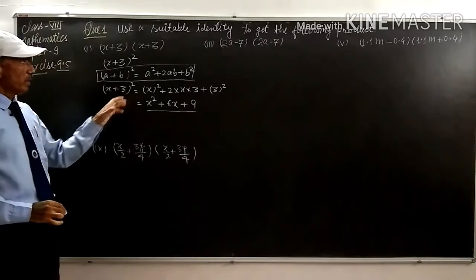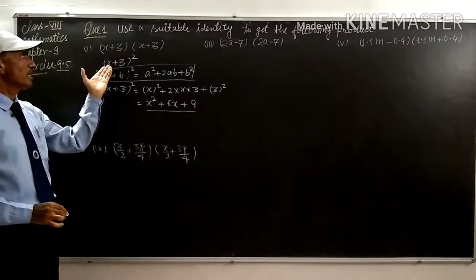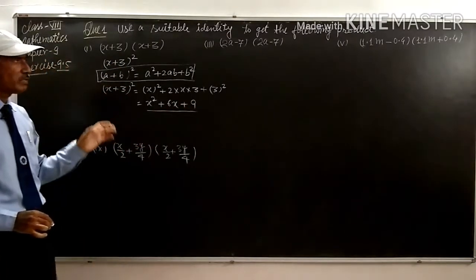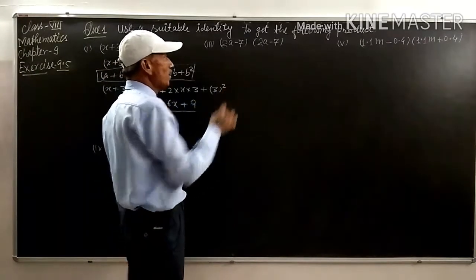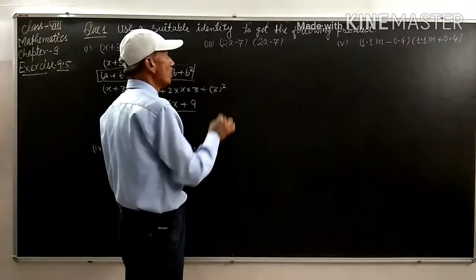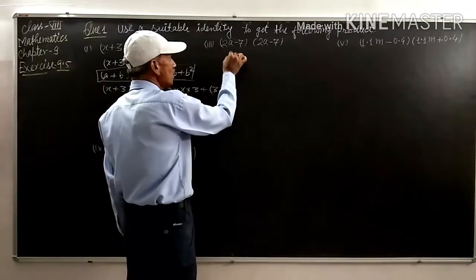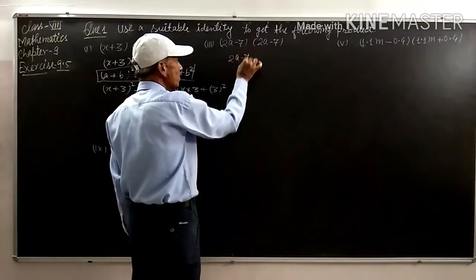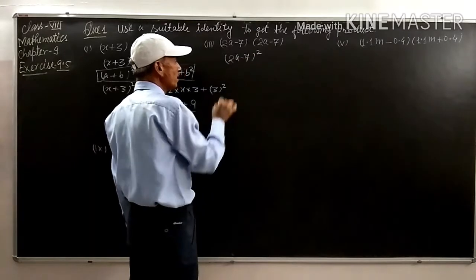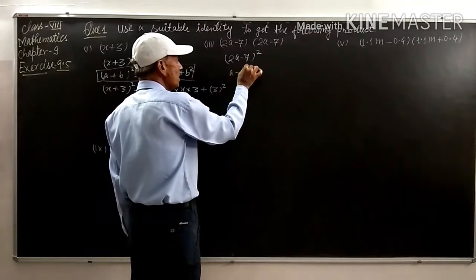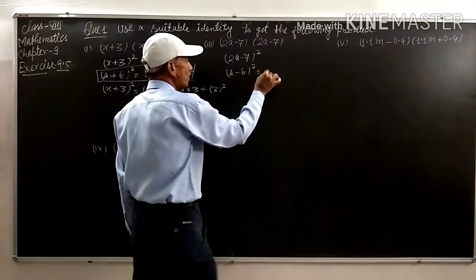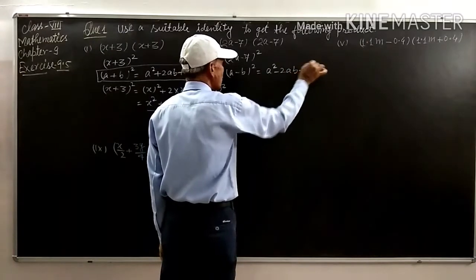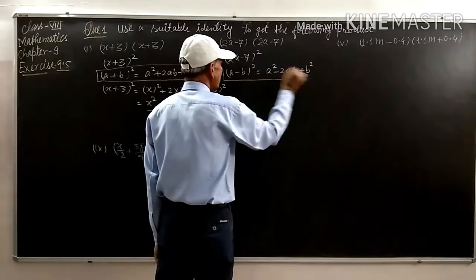So, the expansion of (x plus 3) whole square is equal to x square plus 6x plus 9. Clear students? Now, the third part of this question is 2a minus 7 into 2a minus 7. It means (2a minus 7) whole square. Students, this is (a minus b) whole square is equal to a square minus 2ab plus b square. This one is the second identity, student.